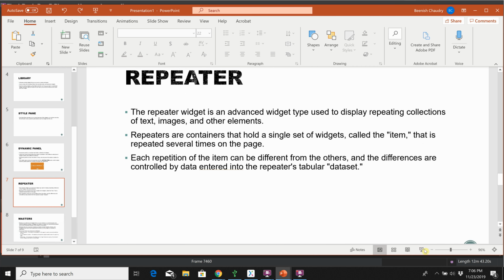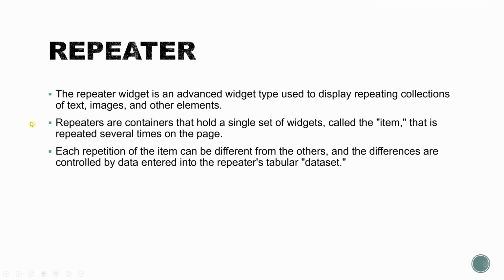All right, the last widget that I want to talk about is the repeater. This is a very advanced widget, and it's also a container widget, meaning that it can hold more than one kind of widget inside it. And this widget is data driven, meaning that the content of the widgets that you placed in the container is going to come from a backend database or a backend table.